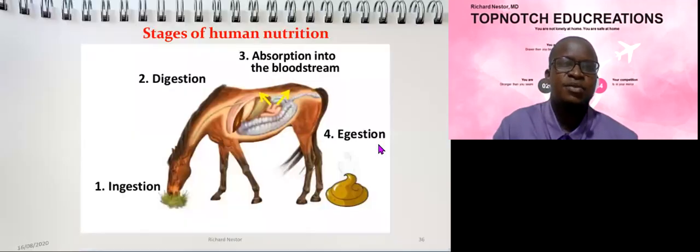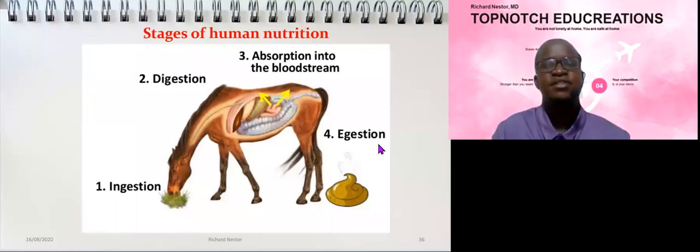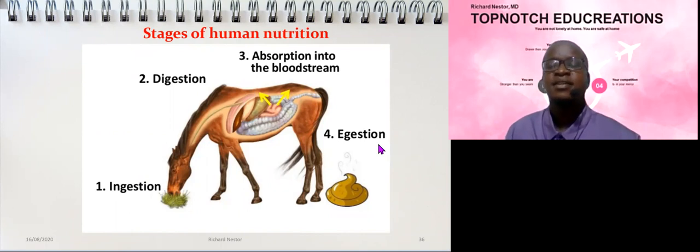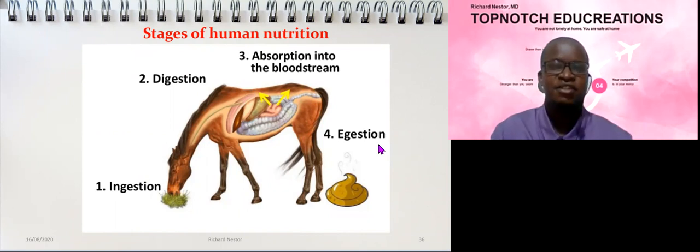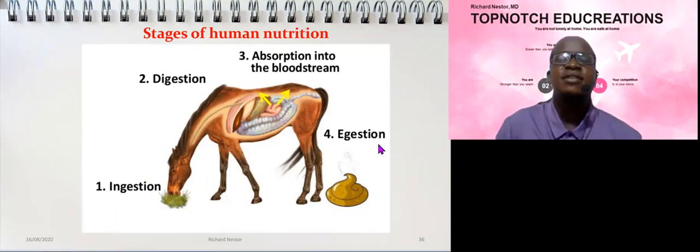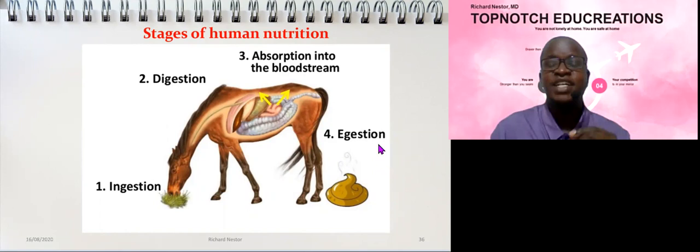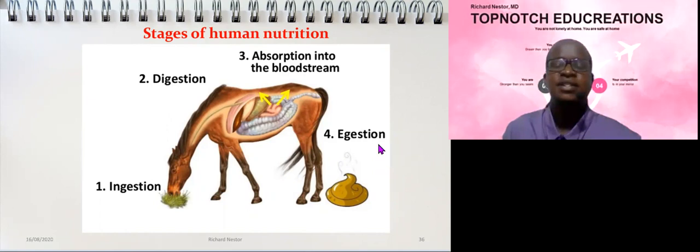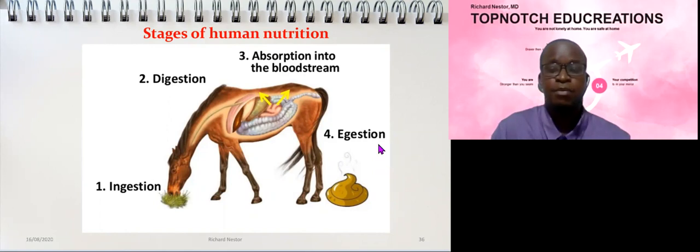So in a nutshell, we need to remember that human nutrition basically occurs in about four main stages. There is ingestion, there is digestion, there is absorption of the digested food materials into the bloodstream, then of course what follows next is assimilation. And finally, we have egestion. So our focus for today is going to be on the second stage of human nutrition, and that is digestion. So what is it that takes place during digestion of food materials in our bodies?